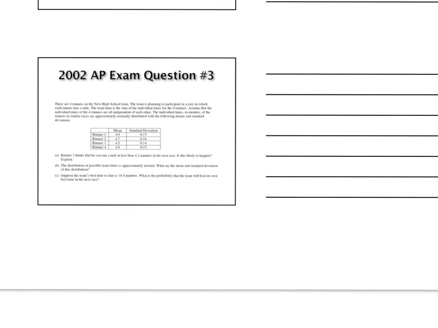Okay, so I want to look at this one first because it looks at the way our means and our standard deviations combine, and I really only want to focus on just finding the mean and standard deviation of the team. So the mean of the team would be the expected value of runner 1 plus the expected value of runner 2 plus the expected value of runner 3 plus the expected value of runner 4. And when I add that up, that gives me the team expected time.